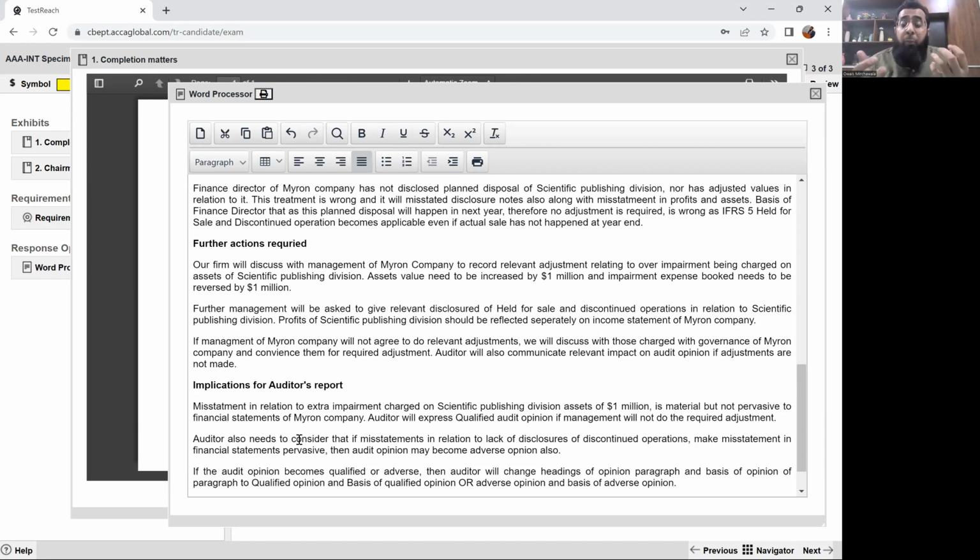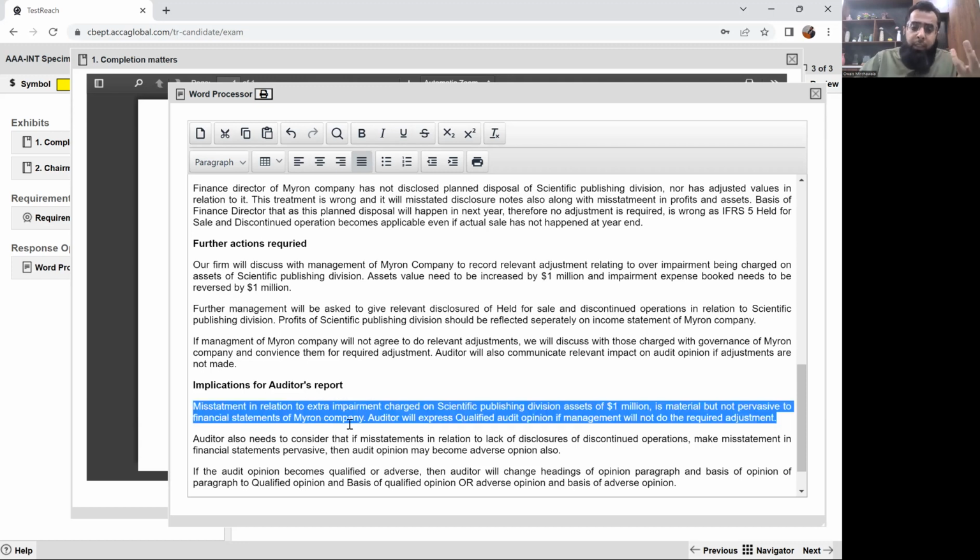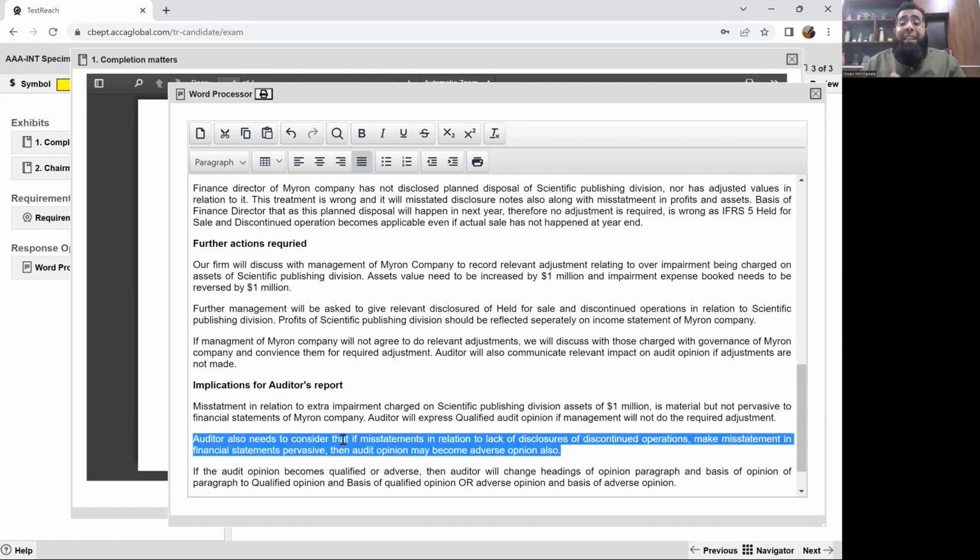And obviously, this is your professional skill that you evaluate all the possibilities. That, okay, with the numerical aspect, it is just material. But from the disclosure aspect, obviously, it's a big thing that they are not giving a disclosure of one of the business segments they are ceasing. So we have said that it will be the auditor's judgment. Auditor also needs to consider that if misstatement in relation to lack of disclosure of discontinued operation makes misstatement in financial statement pervasive, then auditor opinion may become adverse also. But pervasiveness is the auditor's judgment.